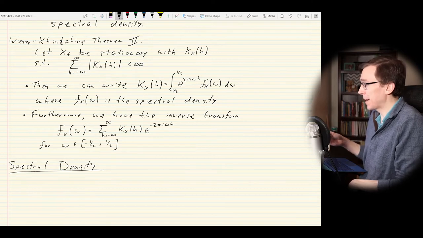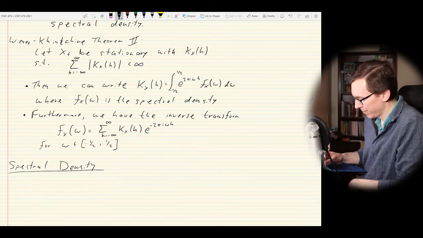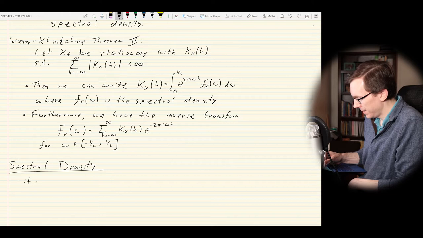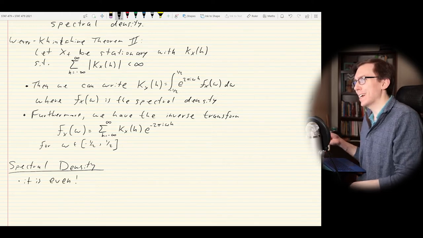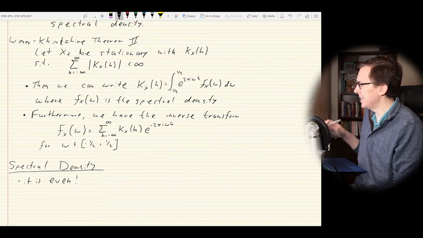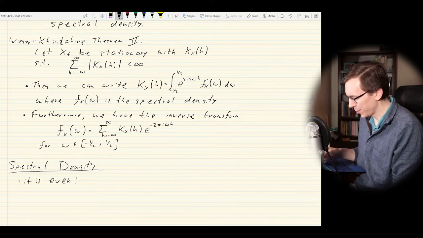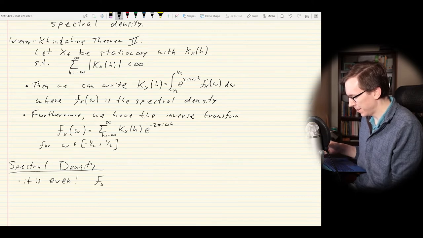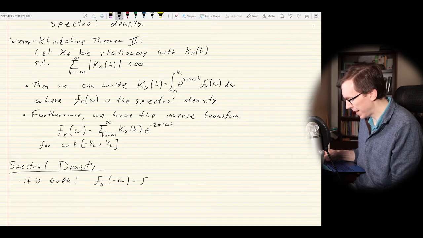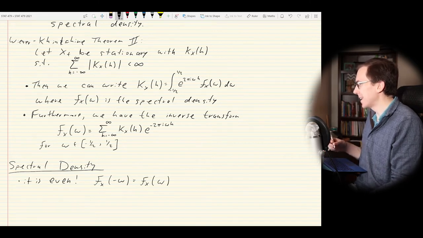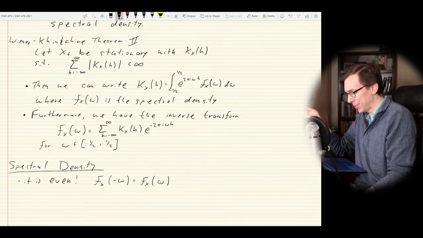And what can we learn about the spectral density? Well, first of all, it is even. Okay, why? Well, what does that mean? That means that f_X(-ω) is going to equal f_X(ω). And that's because, well, why should that be true?